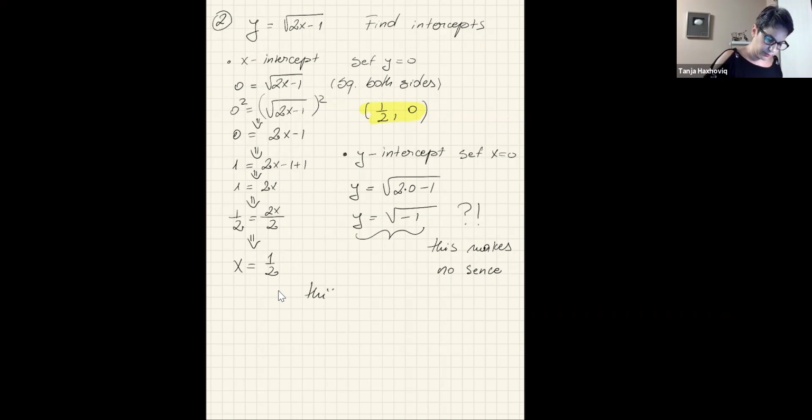So this means that there is no y-intercept. Okay.